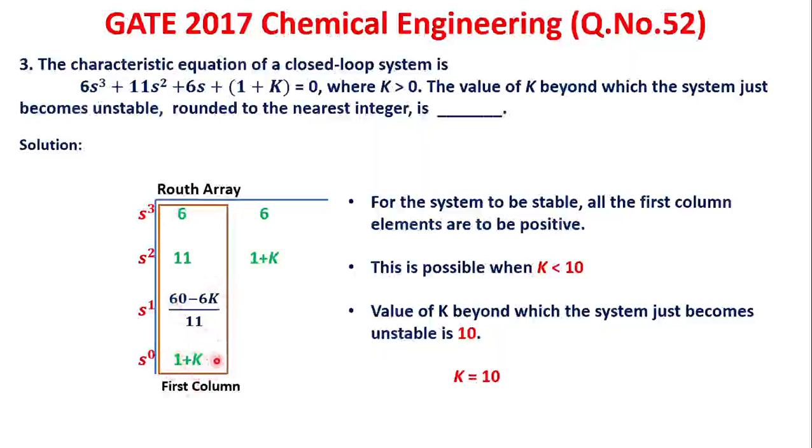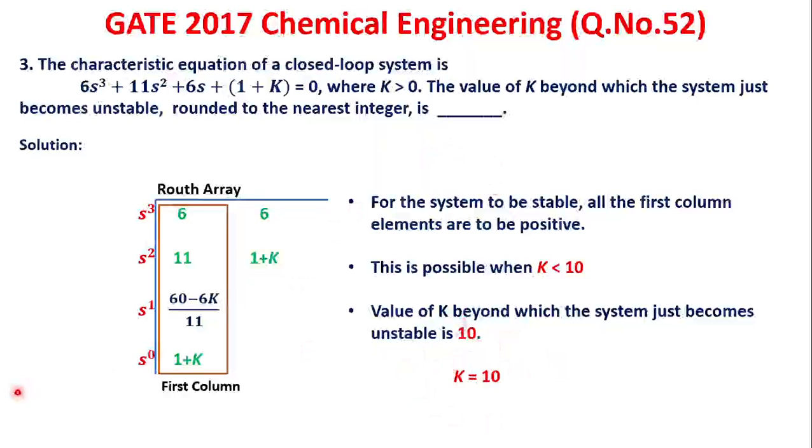That is possible only when K is greater than minus 1. That is not a problem here, but this is the thing. So 60 minus 6K means 6K should be less than 60, or K should be less than 10. So when K is greater than 10, even though this is positive, this will be negative. Therefore, it will be unstable. Therefore, the value of K beyond which the system is unstable is K equal to 10.